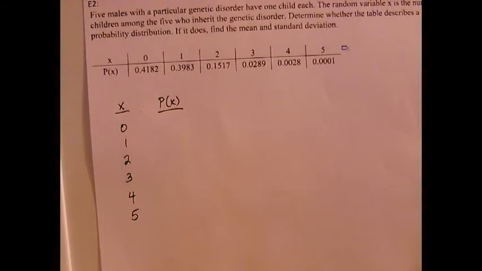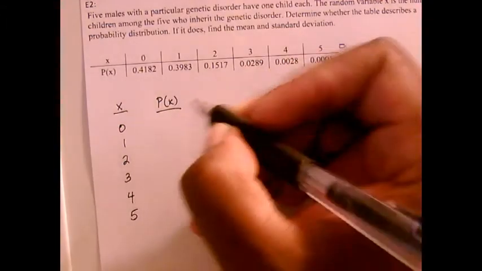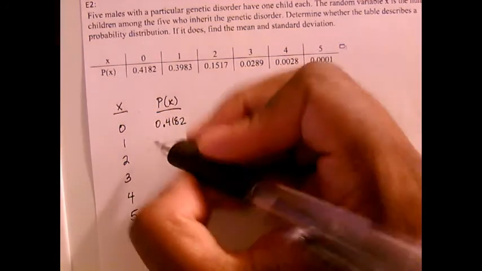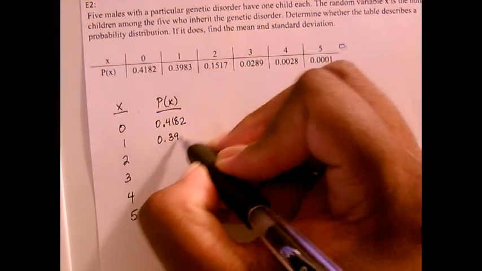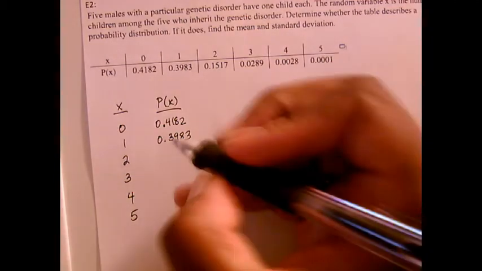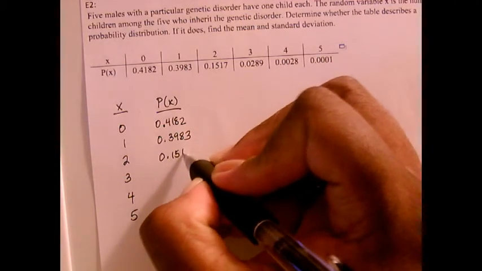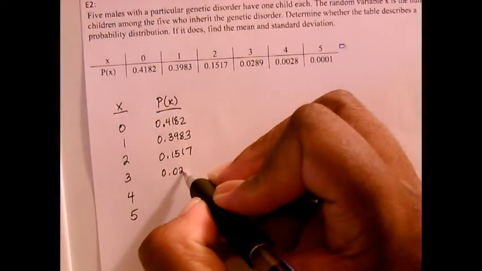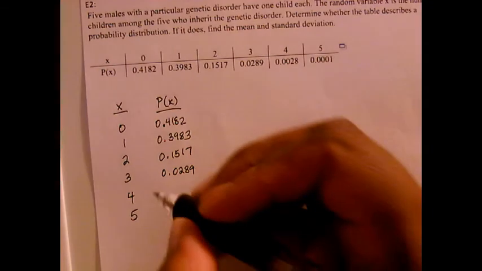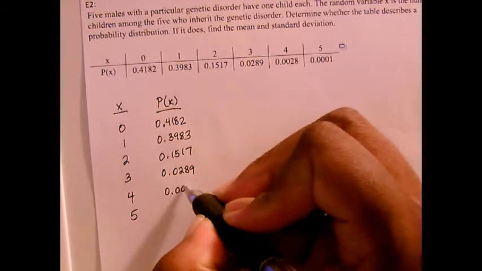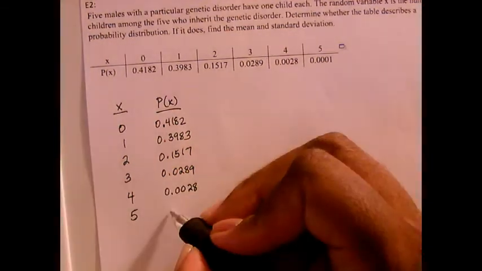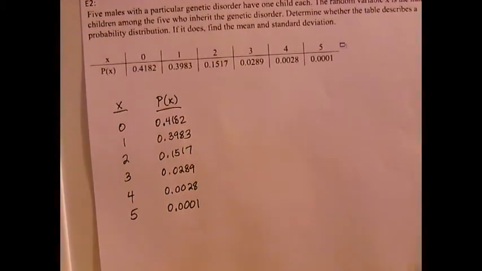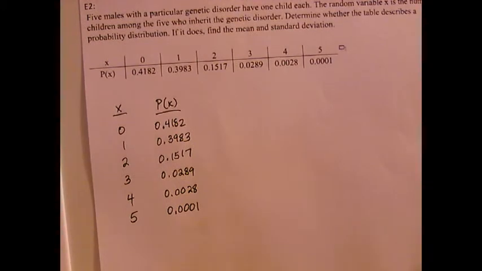And then write down the corresponding p of x values here. The first one is 0.4182. For 1 is 0.3983. For 2 is 0.1517. For 3 is 0.0289. For 4 is 0.0028. And for 5 is 0.0001. Okay, so that's x, and then that's p of x.